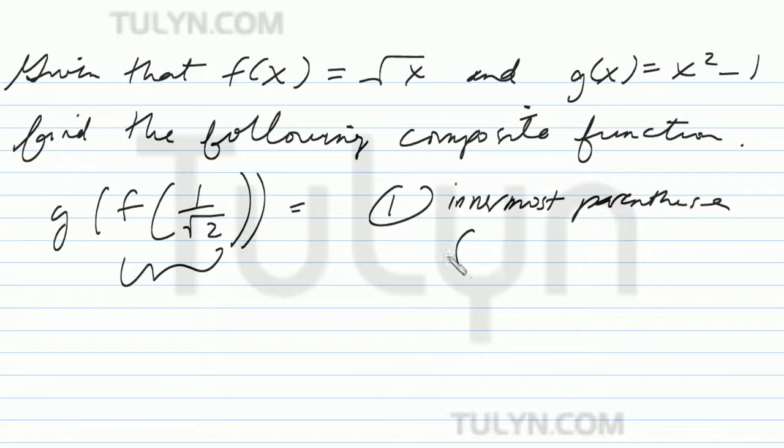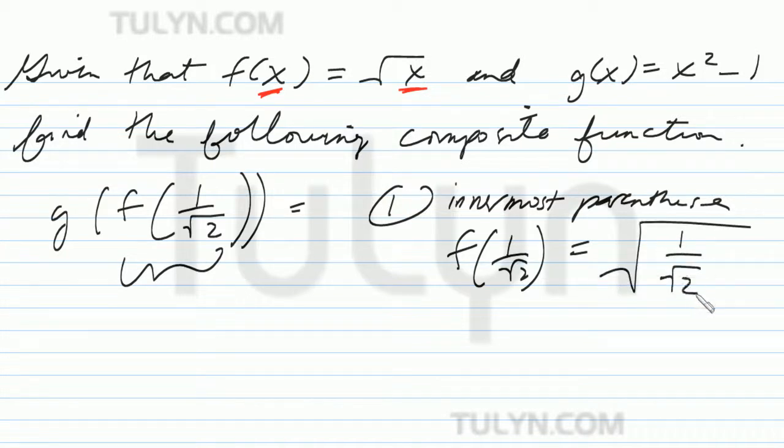So f of 1 divided by radical 2 is equal to anything inside the x must be inside the square root. So it'll be the square root of 1 over radical 2. Then number 2, do g of the square root of 1 divided by square root 2.